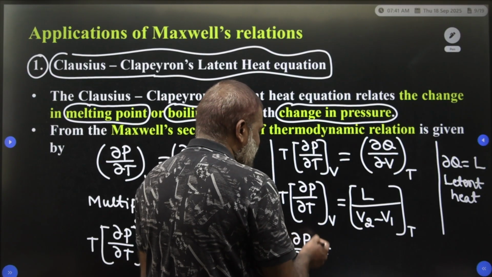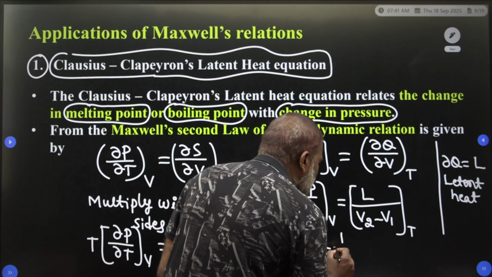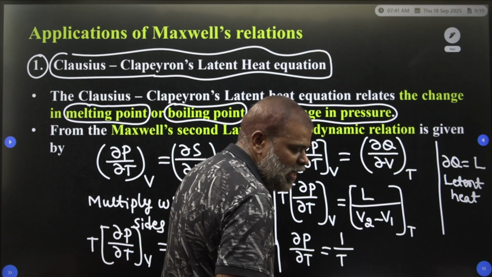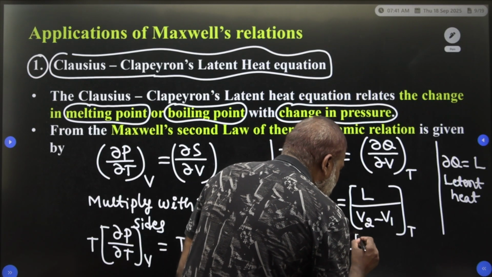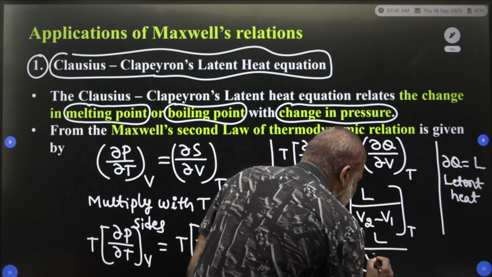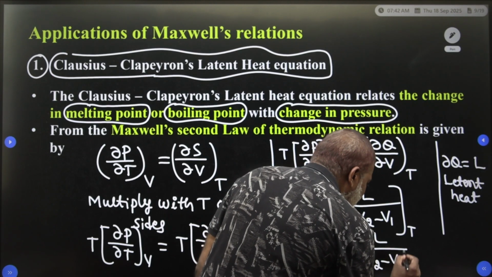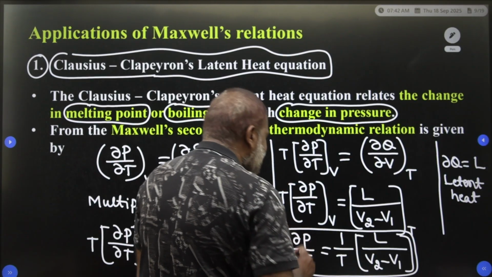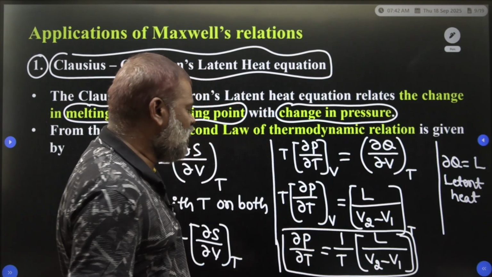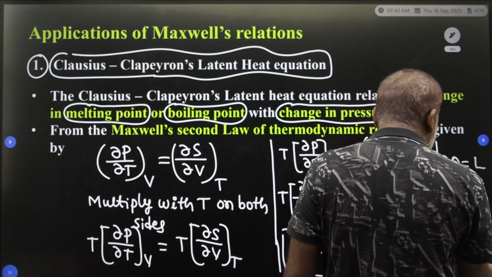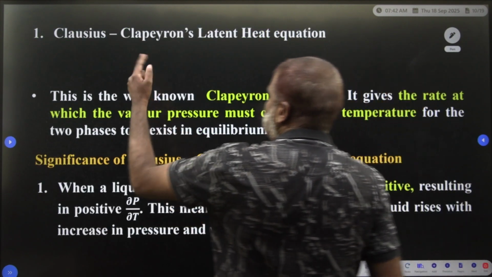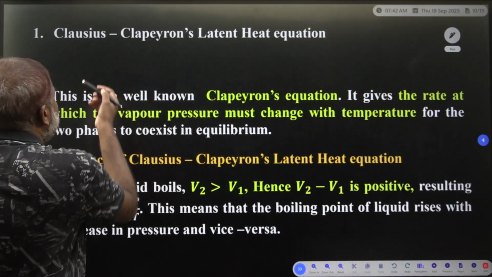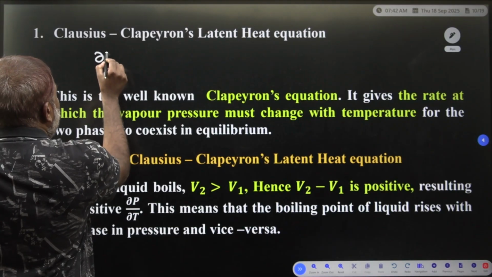∂P/∂T is equal to 1/T into L/(V2 − V1). This expression we call the Clausius-Clapeyron equation, the Clausius-Clapeyron latent heat equation.